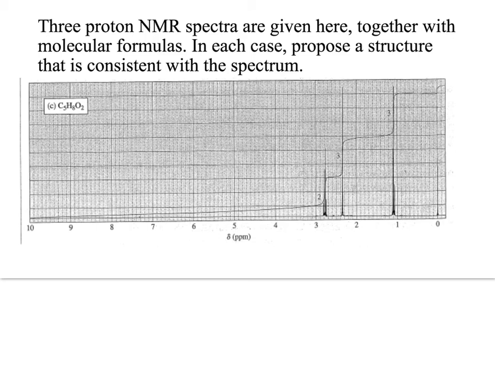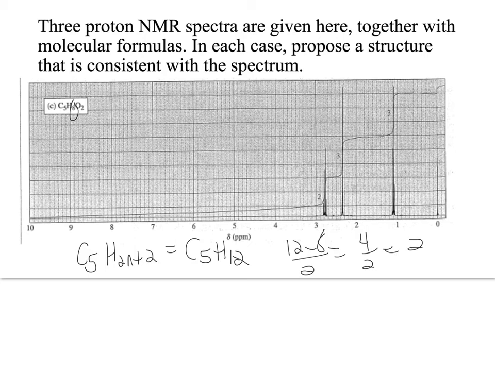Okay, 3 proton NMR spectra are given here, together with molecular formulas. In each case, propose a structure that is consistent with the spectra. So once again, you want to do your units of unsaturation. For this one, we would do C5H2n plus 2, so that's C5H12, and then we have 8 here, so 12 minus 8 divided by 2 is 4 divided by 2. We have 2 units of unsaturation. We don't have anything aromatic.